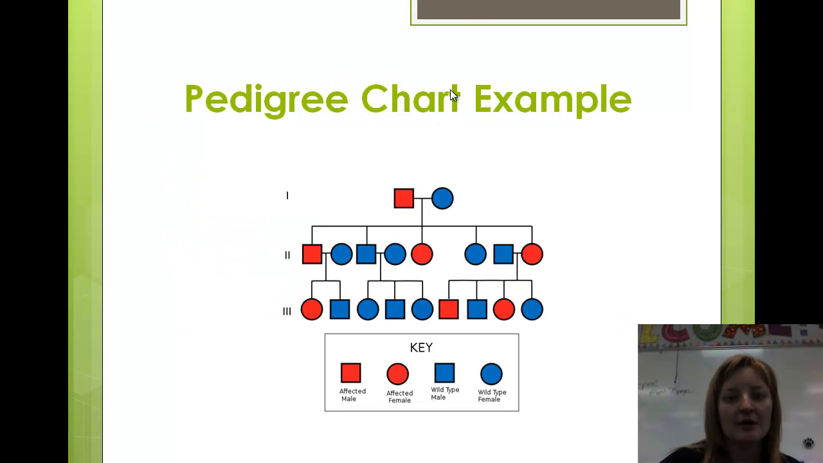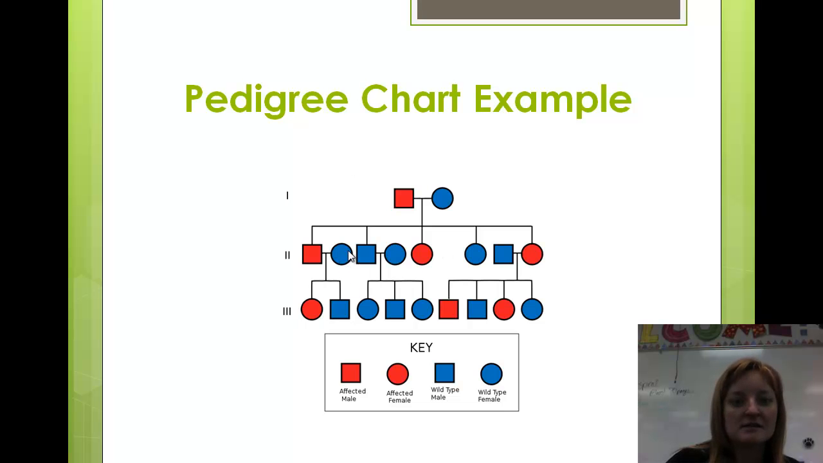An example here, we have a red square. Here's our guys that are squares and our girls that are female. We have a key where if it's affected, they have red squares and circles. The non-affected are blue. So we can see that this couple, this guy and this gal, they had one boy who was affected, one boy who is not affected, a girl who is affected, another girl who is affected, and another girl who is not affected. Okay? And then they each have their own children.